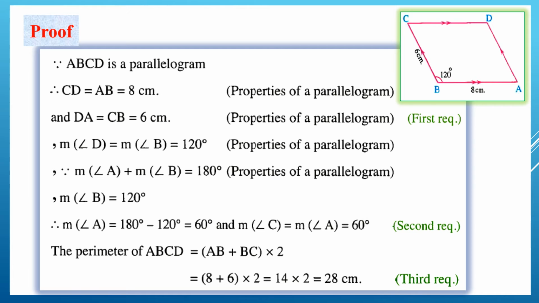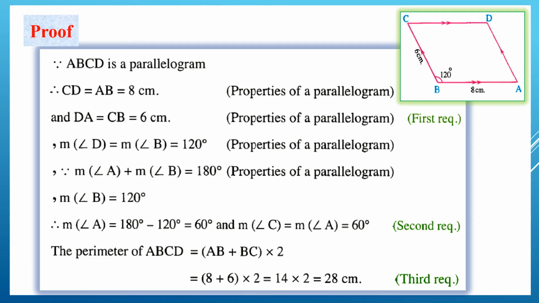Measure of angle D equals measure of angle B equals 120, because in a parallelogram each two opposite angles are equal in measure, okay? Since measure of angle A plus measure of angle B equals 180, because in a parallelogram the sum of two consecutive angles equals 180, so measure of angle A equals 180 minus 120, which is equal to 60 degrees, and this is the second required.